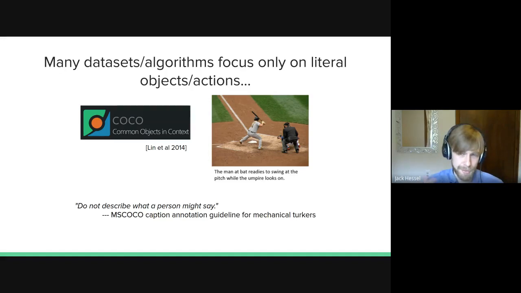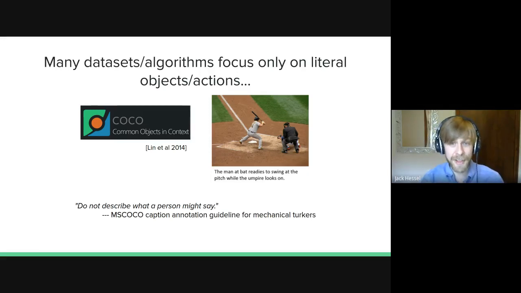Microsoft Coco and a lot of similar datasets were gathered using explicit guidelines of literal object-action annotation. So crowd workers were told to write captions about images that were very literal. So much so that the Microsoft Coco folks literally described this annotation guideline. They said, do not describe what a person might say.